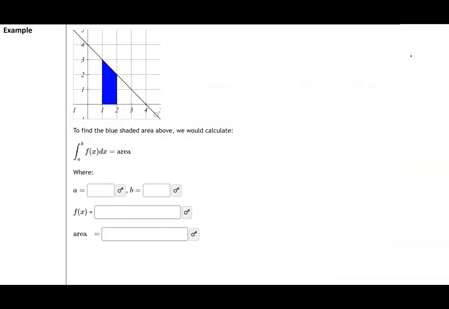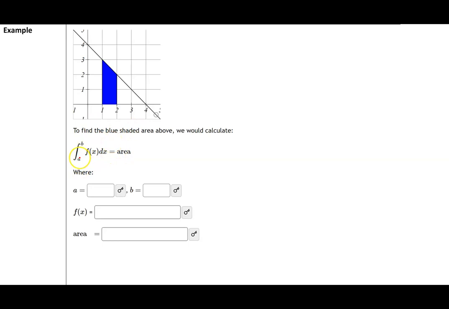All right, next example, we want to find the area that is given here. So this shaded blue part. Now, first of all, this area is represented by this integral, because remember the integral represents area under a curve and above the x-axis.